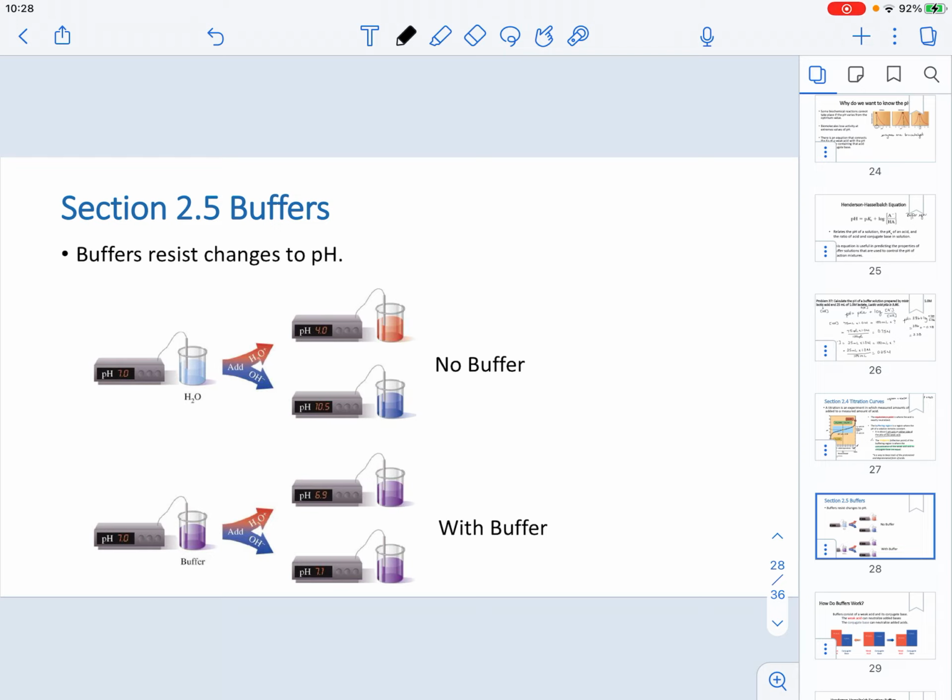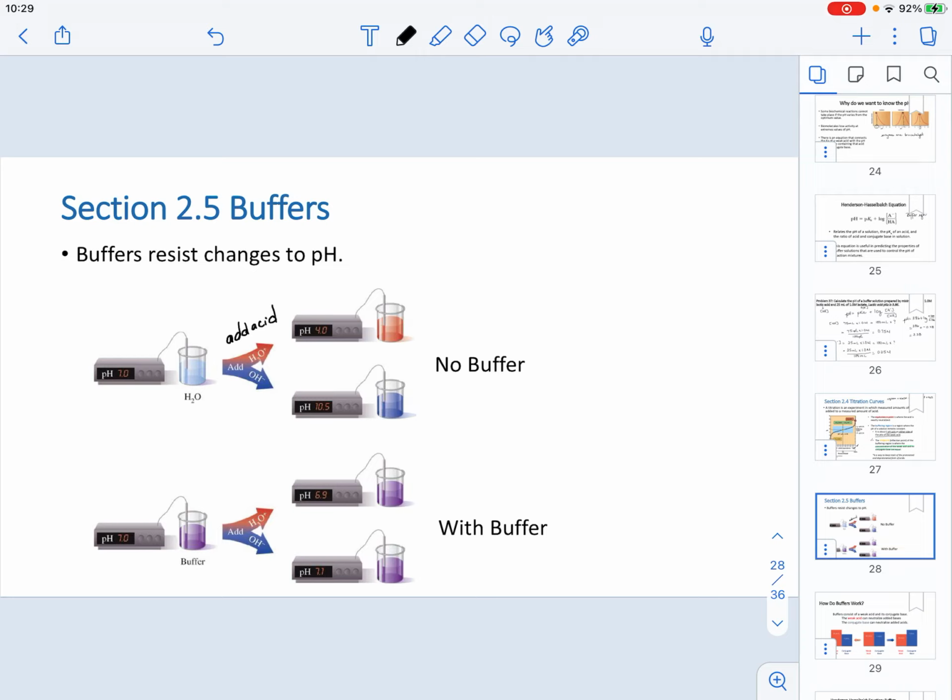So let's first explore what happens when we do not have a buffer. For example, let's say that you have a beaker with water, and with a pH meter, you decide to look at the pH of the system. As you can see, the pH of water is 7.0. So let's say that to that beaker, we're going to add acid, because in that water, we are just adding a straight acid.